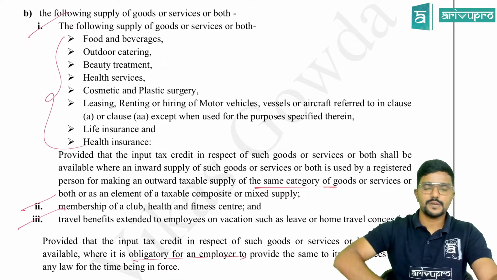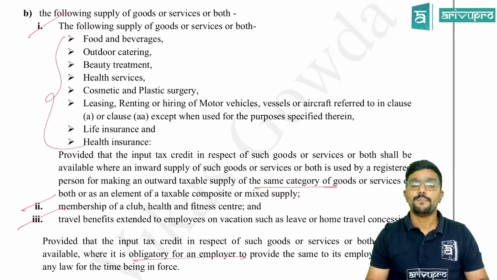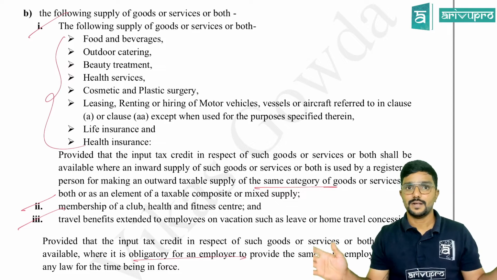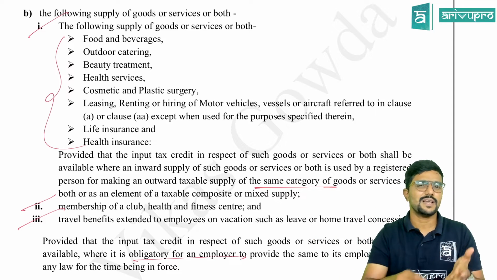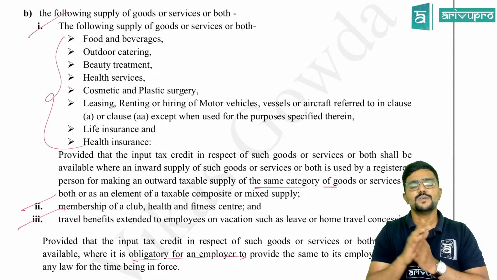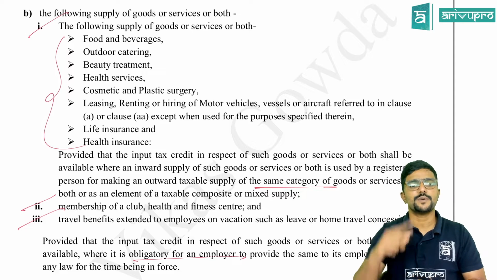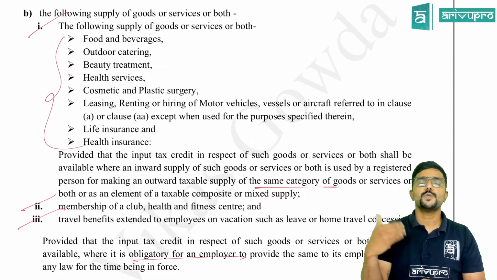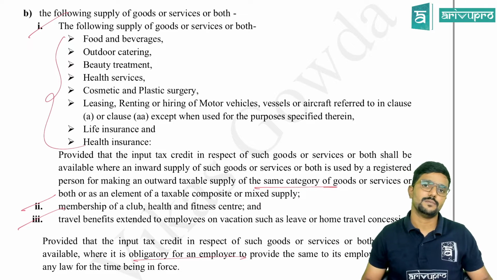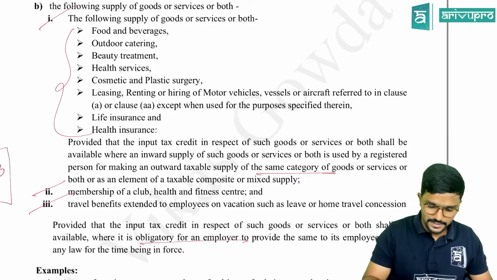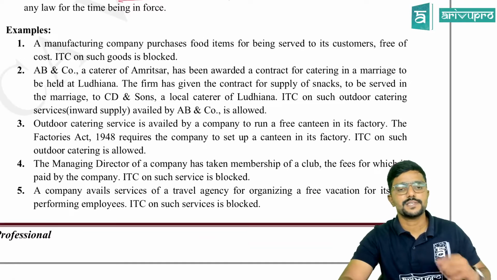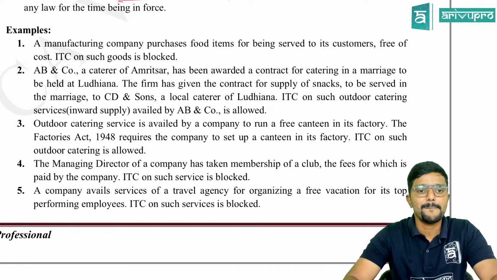So if any of these services are provided to the employees by the employer, and if it is obligatory to the employer under any law, like labor law, employees law, whatever, there are many other laws, provident fund law, then credit is available for the employer. If not, credit is not available. Clear? Yes, sir. Next, examples. So on this, I have given various examples. Let us go through one by one.